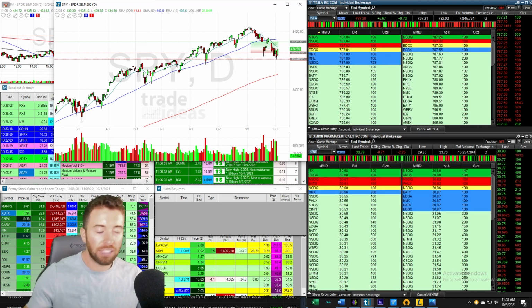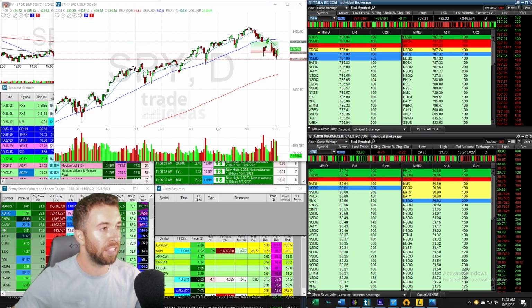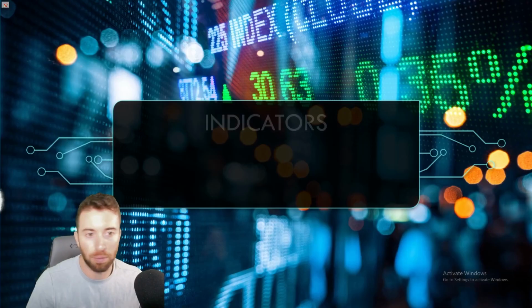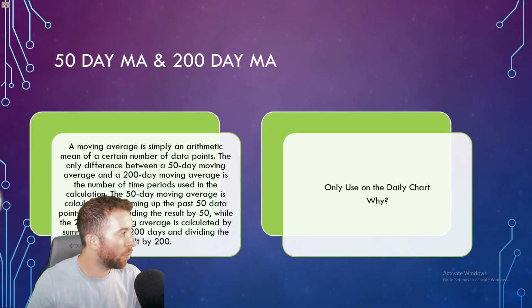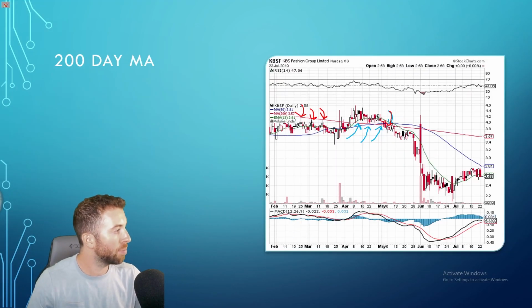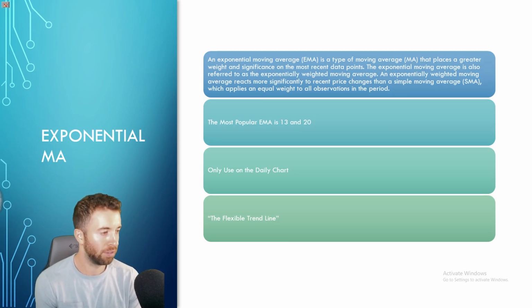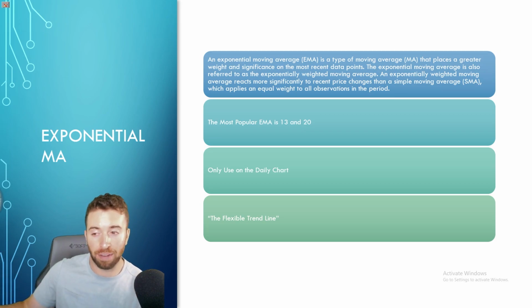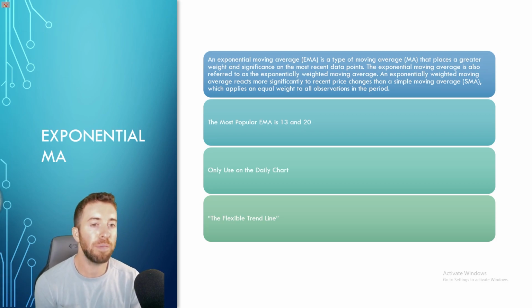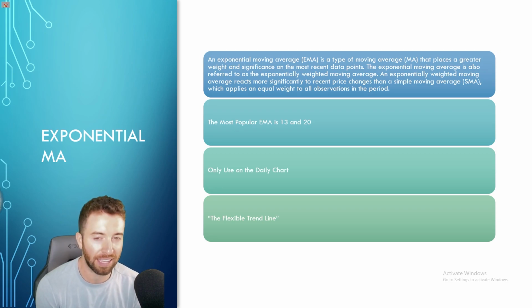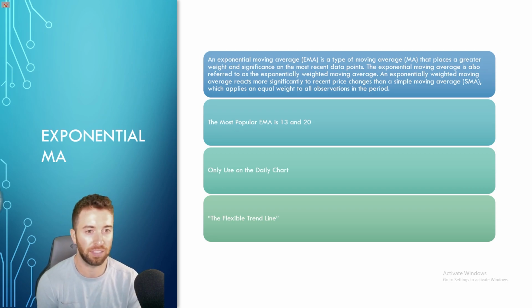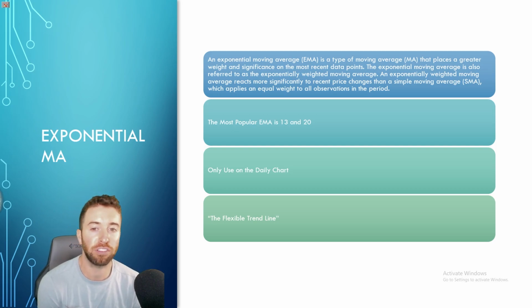So you guys are probably understanding now why we use the 50-day and why we use the 200-day moving average. Let's keep it going. What else can we be looking at on these plays? We can also be looking at the exponential moving average. Now, what is the exponential moving average? Because we just went over simple moving average. The exponential moving average is a type of moving average that places a greater weight and significance on the most recent data points. It is also referred to as the exponential weighted moving average, and it reacts more significantly to recent price changes than a simple moving average.